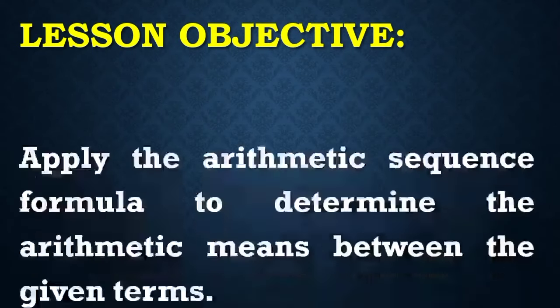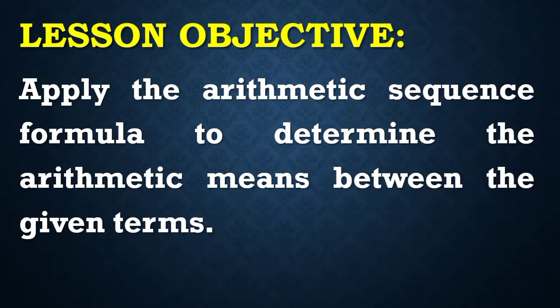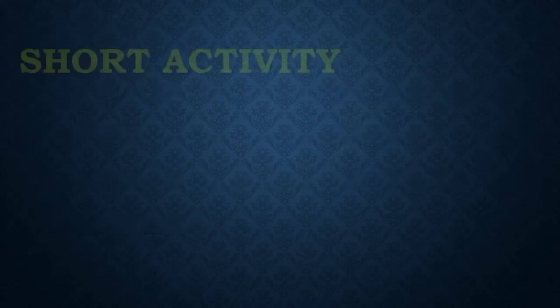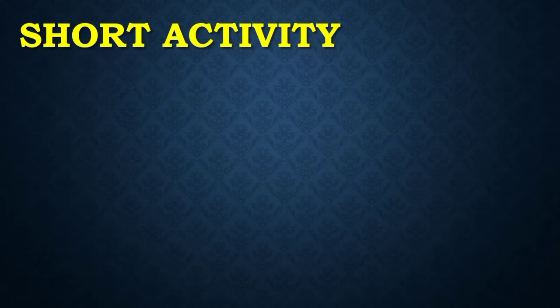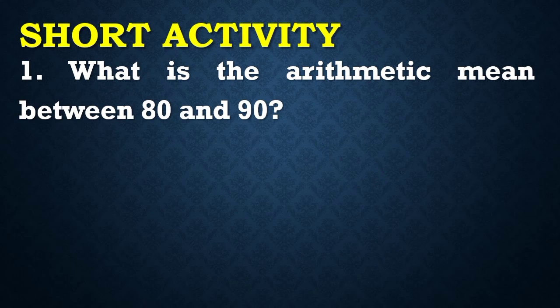So let's start. For our lesson objective, apply the arithmetic sequence formula to determine the arithmetic means between the given terms. Before we proceed to our discussion, let's have a short activity. What is the arithmetic mean between 80 and 90? How do we solve for the arithmetic mean between the two given numbers? The solution will be, we need to add them and then we divide the sum by 2. So let's start. That will be 80 plus 90 and then divided by 2.